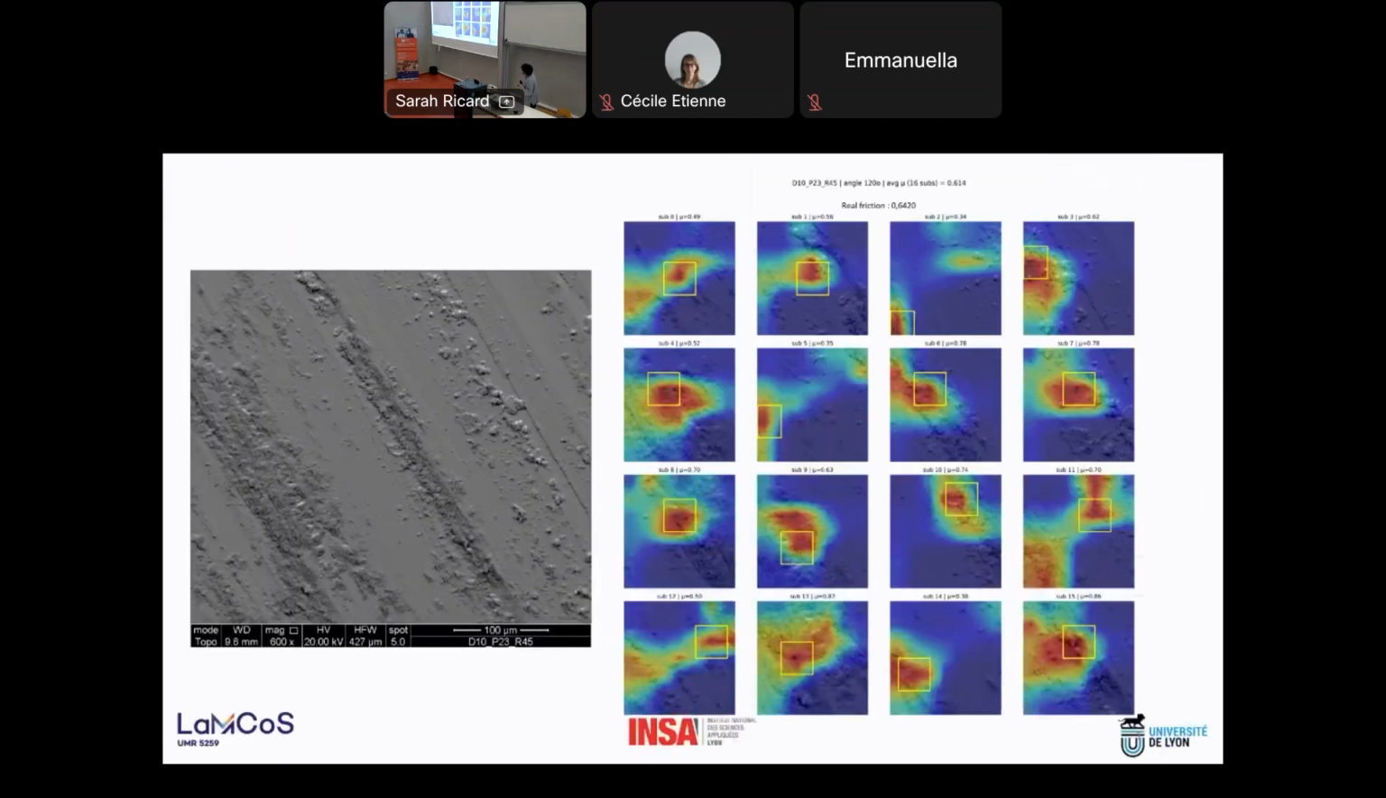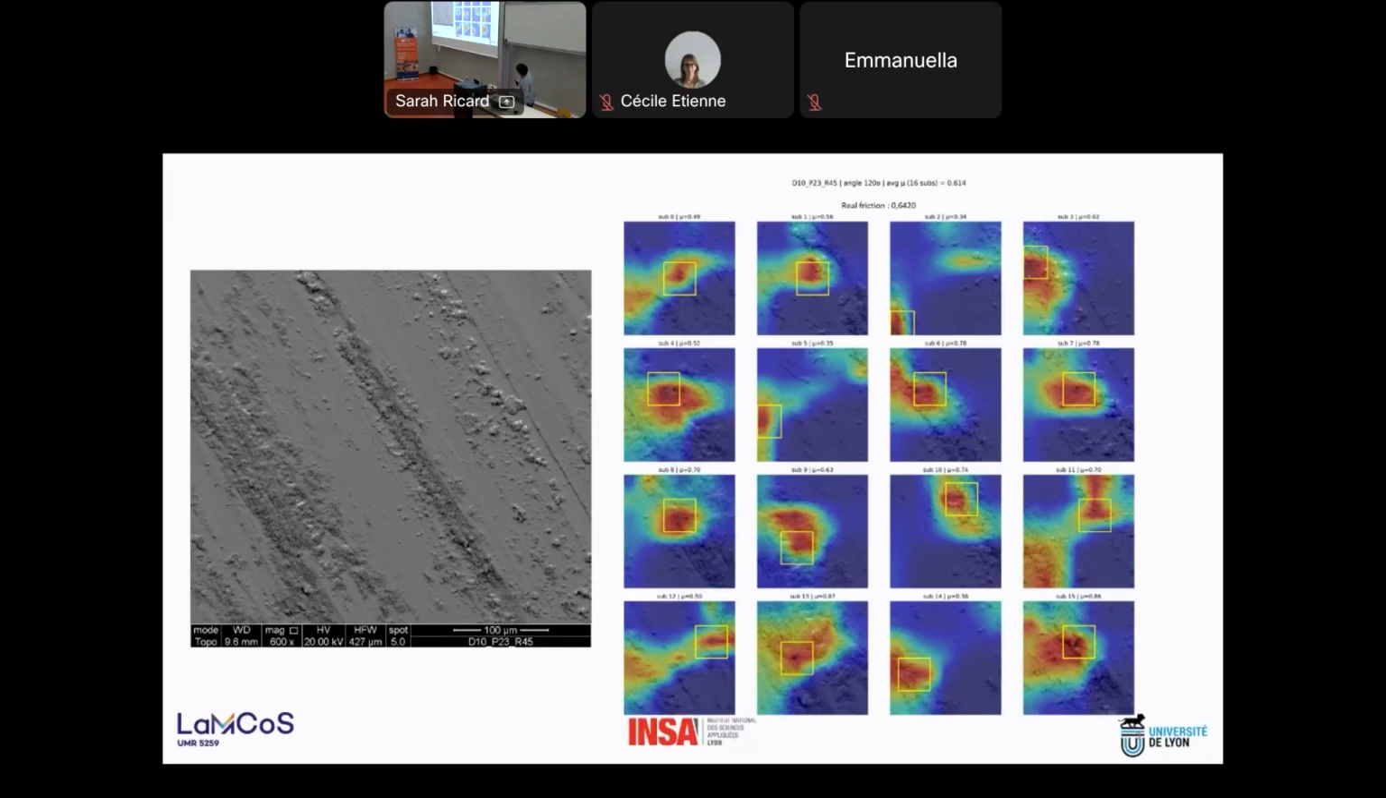Okay, so here we have a test image. This is the original one, and these are the sub-images extracted from the original. We computed the prediction for each one. Here we have an average. I don't know if you can see it, but the actual friction value is 0.6420, and the average prediction is 0.614. So this is a really close average prediction.